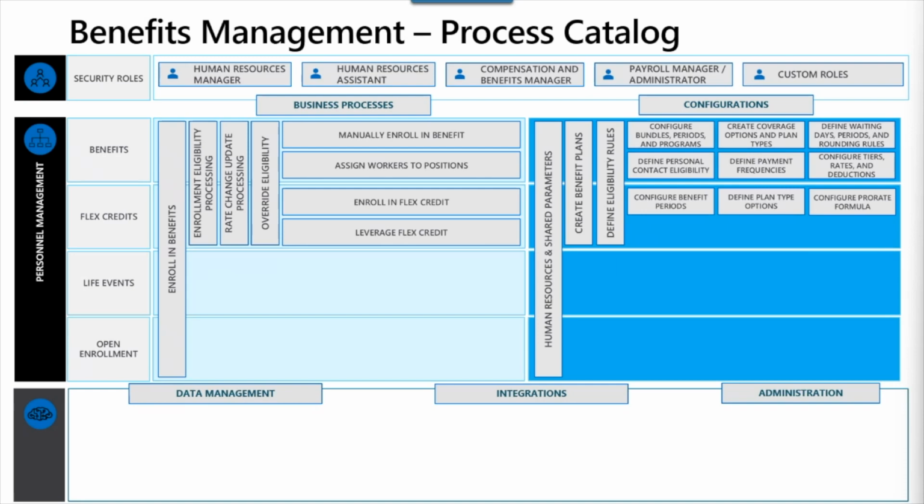Dynamics 365 Human Resources also allows companies to use flex credit programs to enroll employees in benefits according to a predetermined number of flex credits. Employees can choose how they want to allocate their own allocated flex credits. For example, if an employee is covered under their spouse's health insurance plan, that employee may want to use their credits that they would have otherwise used on health coverage toward other benefits that your organization offers.